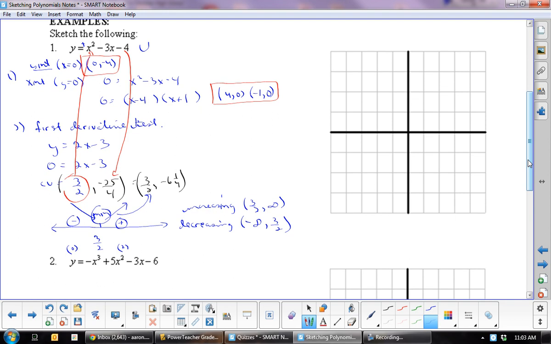Okay, so I went by ones on the x, so 1, 2, 3, 4, negative 1, negative 2, negative 3, negative 4. I have to get down to negative 6 1/4, so that's why I'll go by 2s. So that's negative 2, negative 4, negative 6, negative 8, 2, 4, 6, 8.